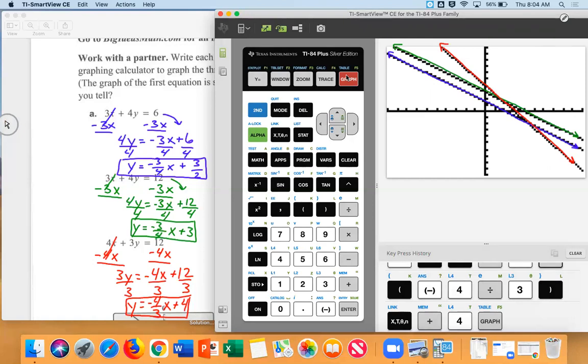Now, Jordan, you told me parallel lines never touch, right? What two colors don't touch? Green and blue. Now, if we look over here, right? Let's look at the green line and the blue line, right? That was the first one and the second one. How could I have figured out that those two lines were parallel without graphing? They have the same slope. So lines that have the same slope are parallel.